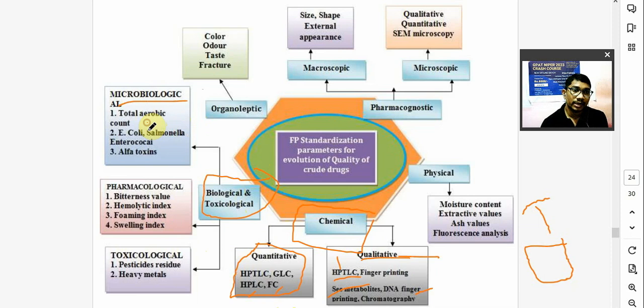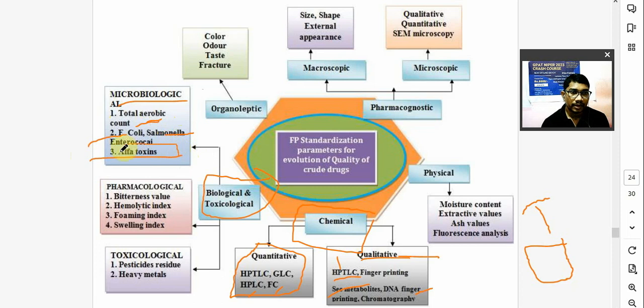Then in the pharmacological evaluation, you can check the bitterness value of that compound. For the bitterness value, quinine hydrochloride is used as a standard. So for bitterness value, the standard is quinine.